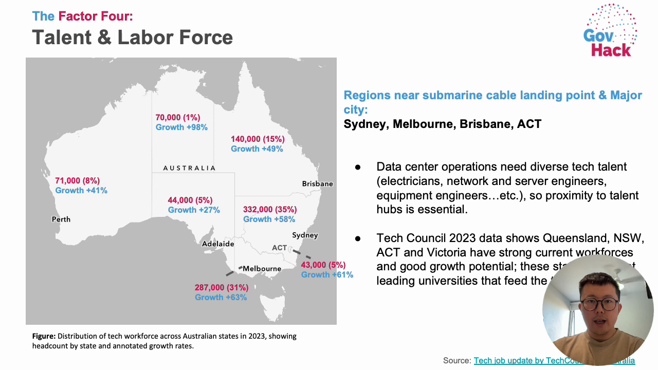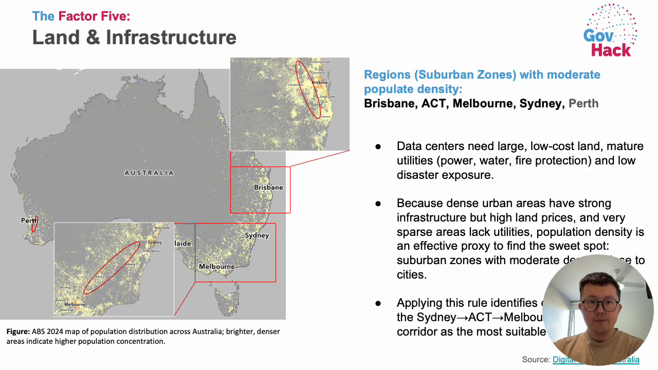And the fourth one is talent and labor force. Data from the ABS show that Sydney, Melbourne, Brisbane, and ACT all have abundant and diverse talent and high growth rates. Last but not least is land and infrastructure.